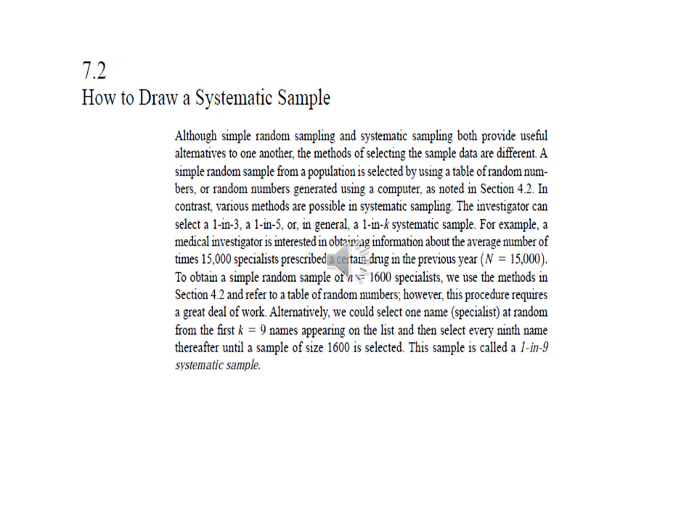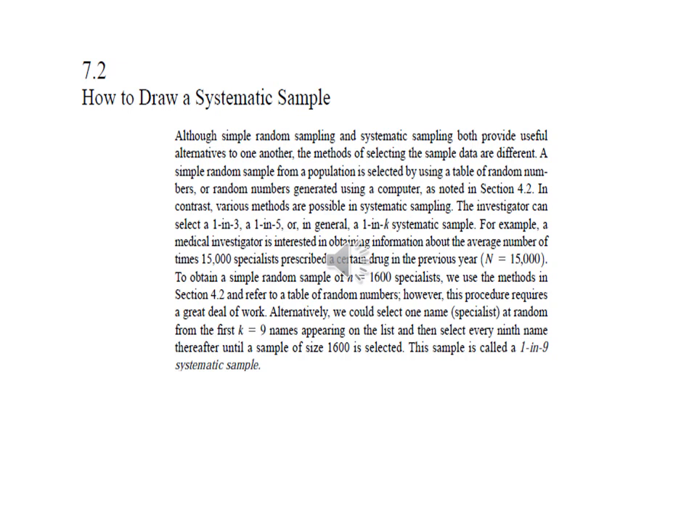A simple random sample from a population is selected by using a table of random numbers or random number generating software on a computer, as noted in section 4.2 in the simple random sampling chapter, chapter 4. In contrast, various methods are possible in systematic sampling. There are several ways, several methods, in systematic sampling.